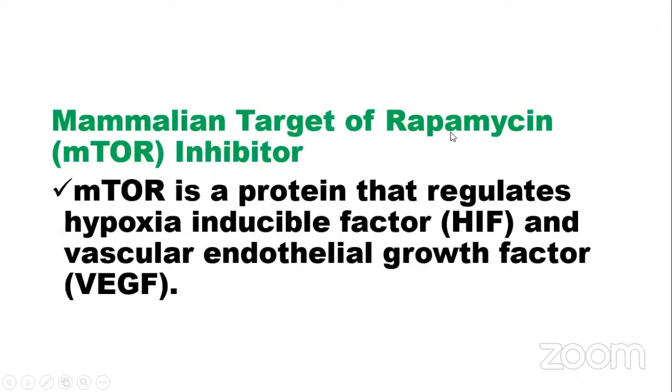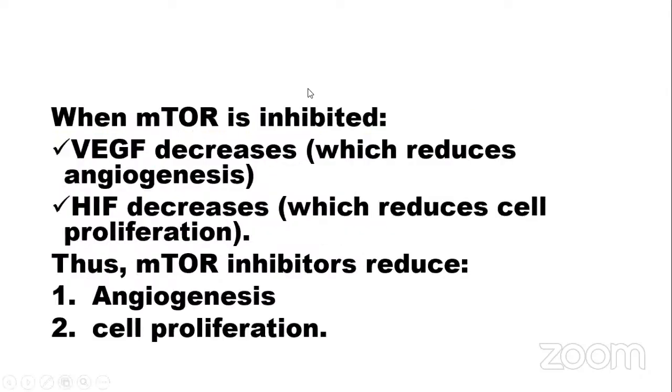The mammalian target of rapamycin inhibitor is known as mTOR. mTOR is a protein that regulates hypoxia-inducible factor, known as HIF, and vascular endothelial growth factor. This is known as the mammalian target of rapamycin inhibitors.